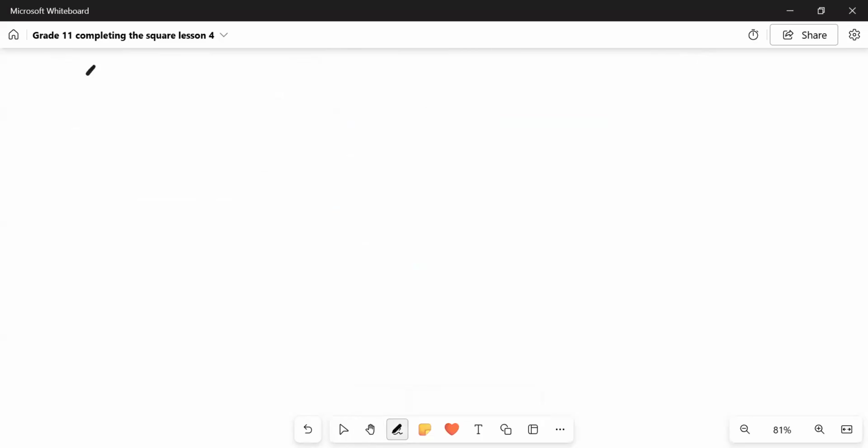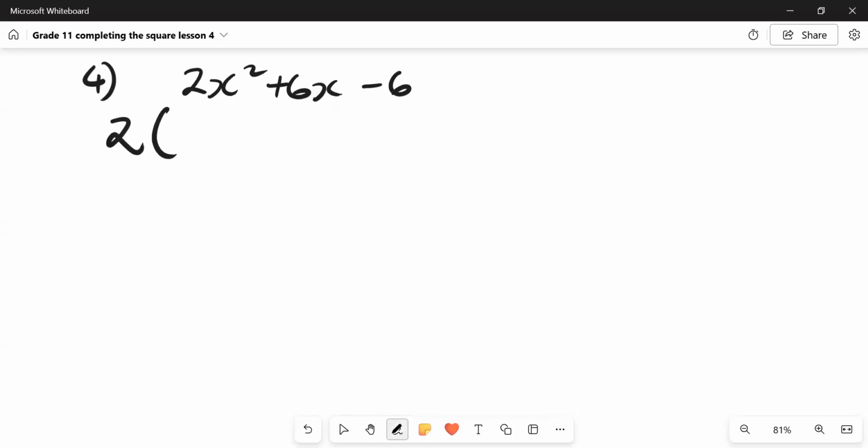Example 4. We're still completing the square. Now we are given 2x squared plus 6x minus 6. So this is a quadratic expression. So you cannot divide by the coefficient of x squared. But they said we have to take out the common factor. So let's take out the common factor of 2. Now you're left with x squared there plus 3x minus 3. Close your bracket. Right? Now you have your standard trinomial expression.